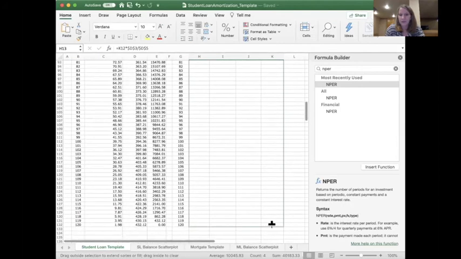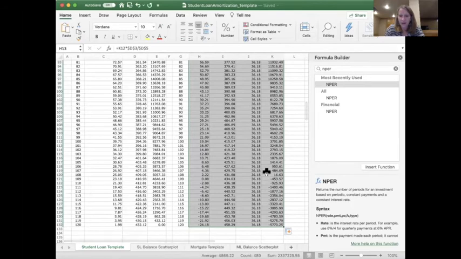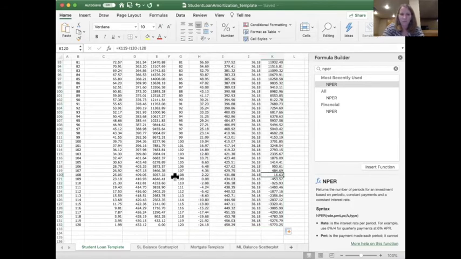And if students fill all the way down to 120, they'll find that around in between month 108 and 109, they go negative. And they'll ask you, what did I do wrong? And you then have a conversation about the fact, well, you paid off your loan in month 108. So now all this extra is money that you could be putting into a savings account somewhere.